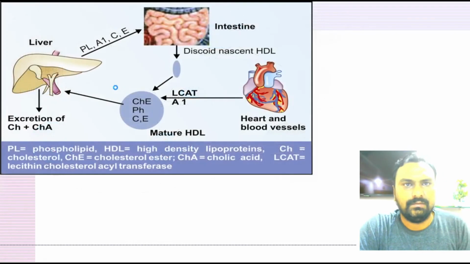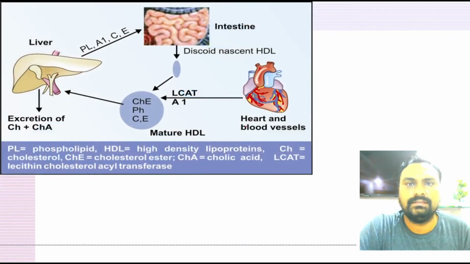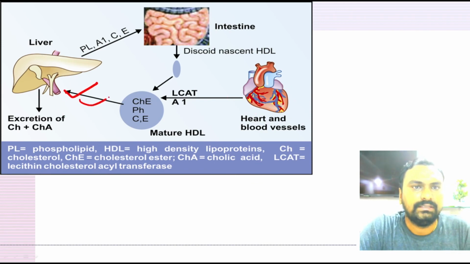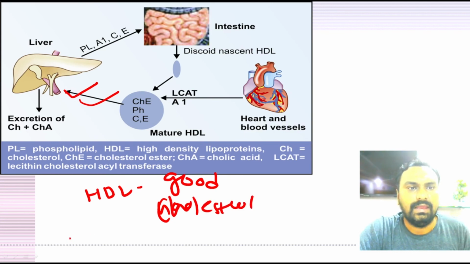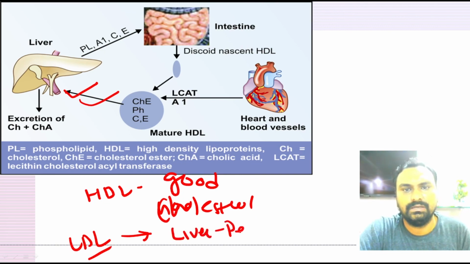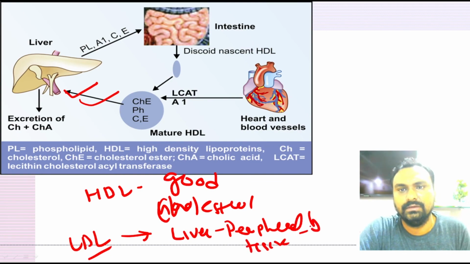So you can see that HDL will transport the cholesterol from peripheral tissue to the liver. That's why HDL is called good cholesterol. While LDL will transport the cholesterol from the liver to the peripheral tissue. That's why it is called bad cholesterol.